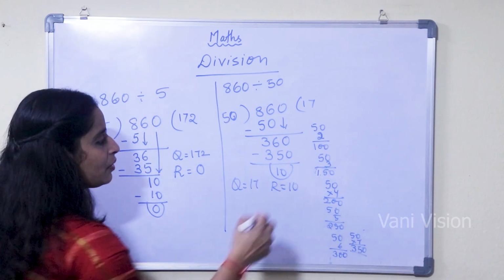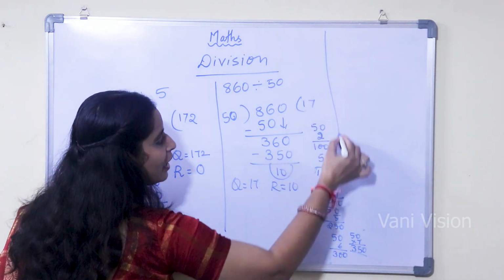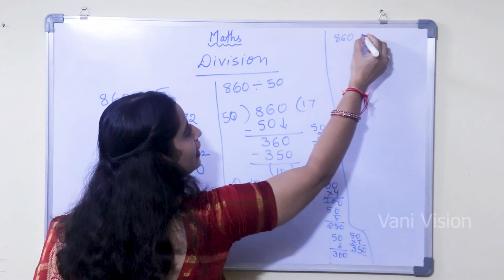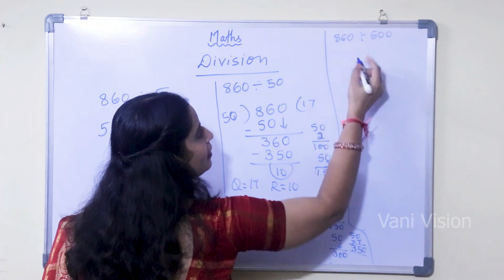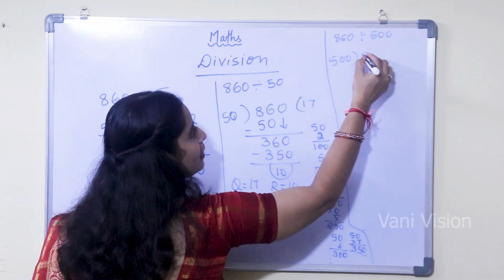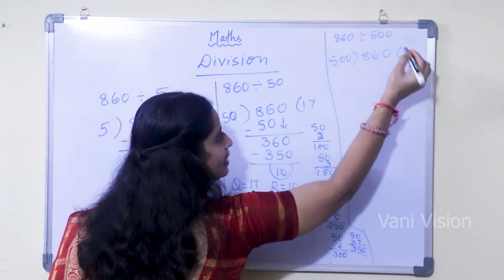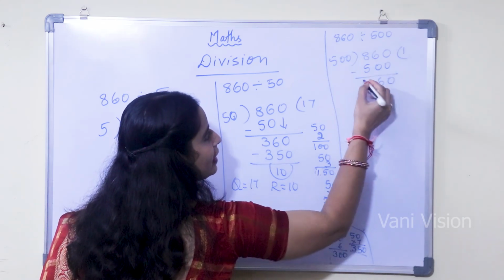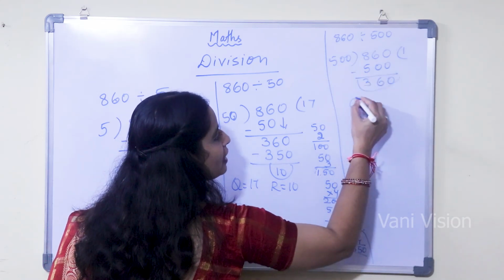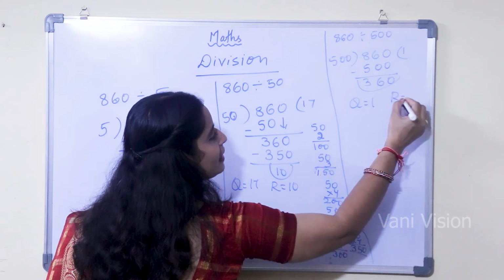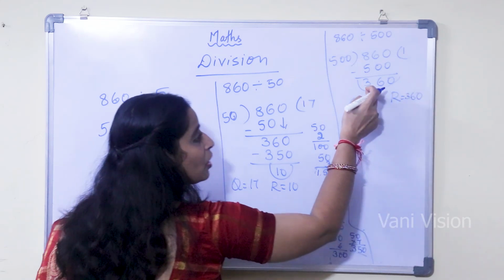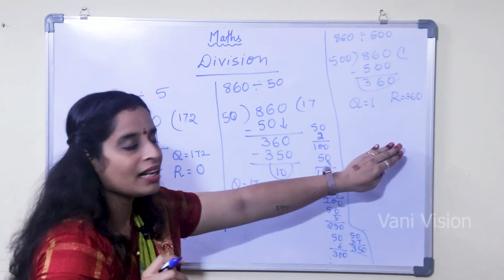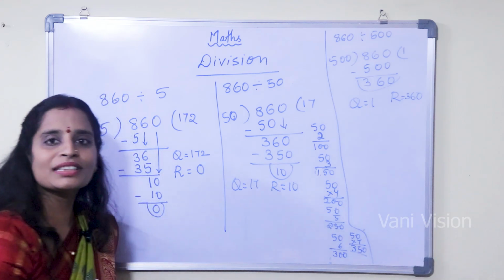Now we are going to do 500. 860 divided by 500. 500 ones are 500. Subtract, we get 360. So our quotient is 1 and remainder is 360, which is a smaller number than 500. That's the reason I'm stopping up to here. Clear? Now we have to know the trick.